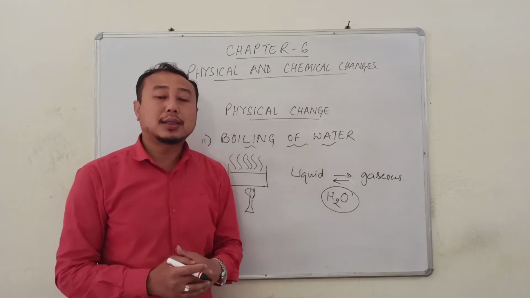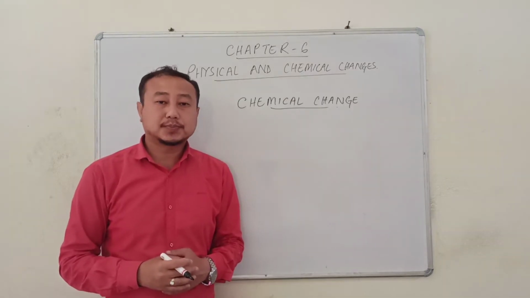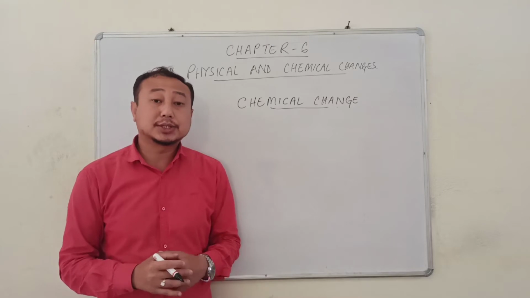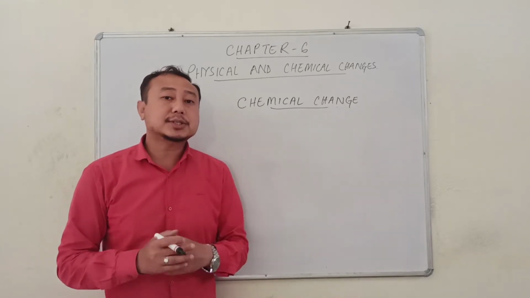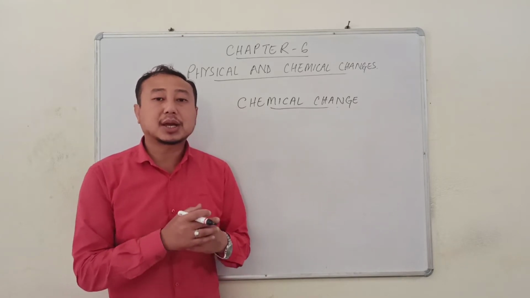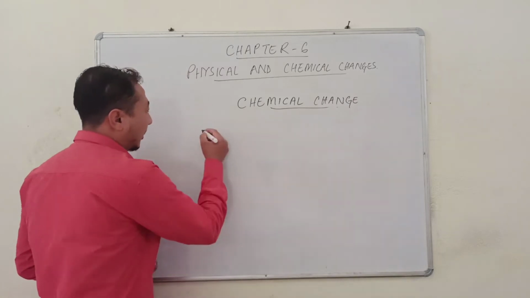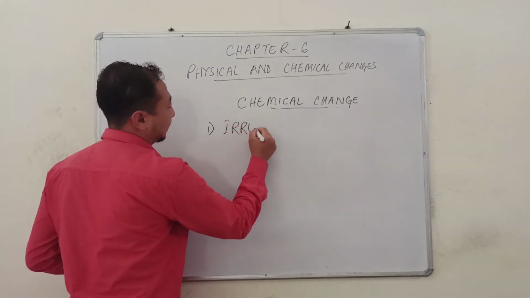Now, let's come to the next type of change. The next type of change is known as the chemical change. Chemical changes are a type of change in which the chemical property of a substance also changes. In such types of changes, new substances are formed. So now let us see something about these chemical changes. The chemical changes are also known as irreversible changes.